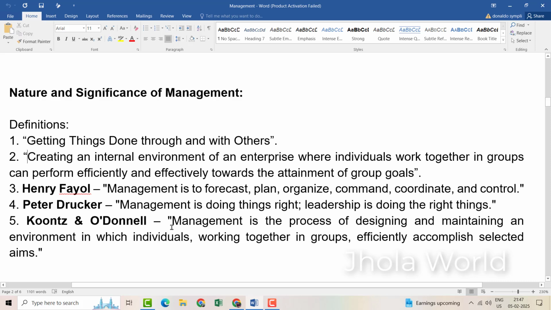Then the last one that I have taken is, management is the process of designing and maintaining an environment in which individuals work together. So this is the same as number two. People are there working in the organization. They are working in small groups. And the manager's job is to create the environment in such a way that these people can perform in the best possible way so that the group goal can be achieved. So this is the definition and meaning of management.